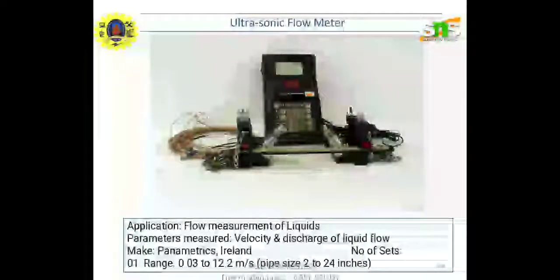These are the ultrasonic meter. Its application is the measurement of liquid. Parameters measured are velocity and discharge of fluid flow. Magnetic, and it's for airline manufacturing. The range is 0.1 to 12.12 meter per second.